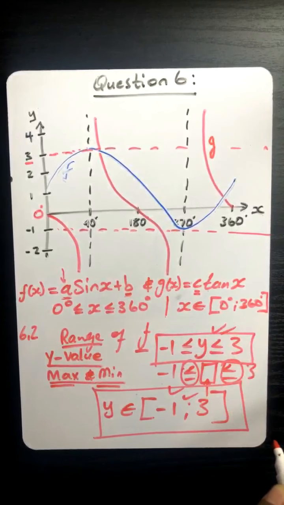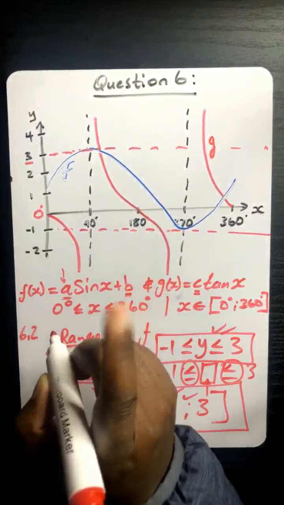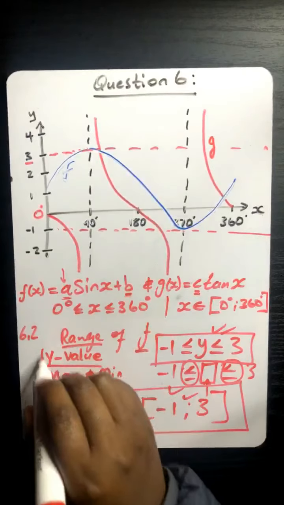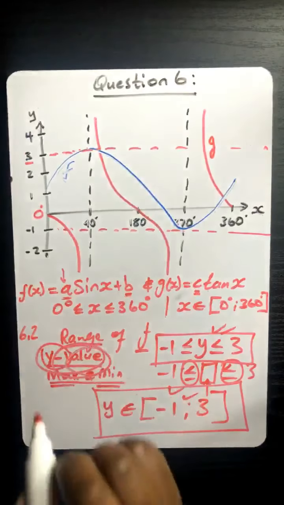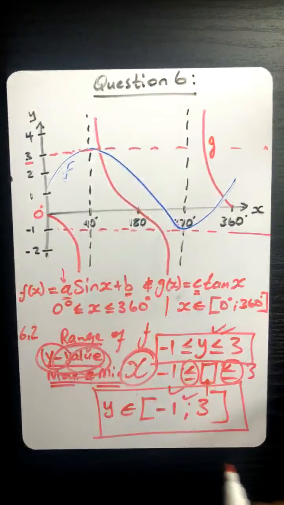But what matters the most, ladies and gentlemen, is that when they talk about the range, they always want you to comment on the y value. When they talk about the domain, that's when they want you to talk about the x value. Does it make sense, honorable members?